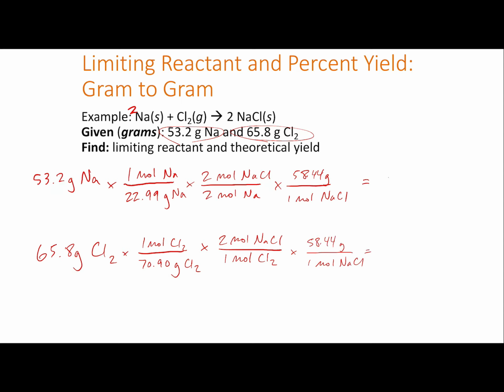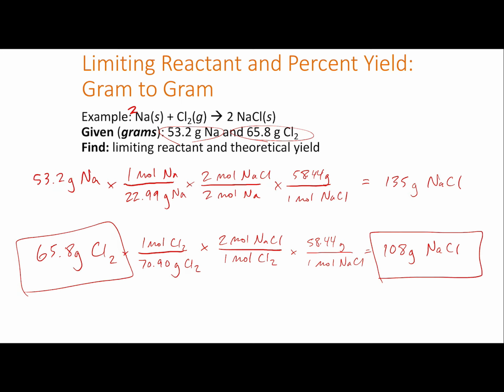Okay, so if you do the math, we end up with 135 grams of NaCl from the 53 grams of sodium and 108 grams of NaCl from the 65 grams of chlorine. So the limiting reactant was actually the larger weight chlorine gas, and the theoretical yield is the 108 grams of NaCl. So again, we have to take them all the way to the end of this stoichiometry to see which one will run out or make the least amount of product.